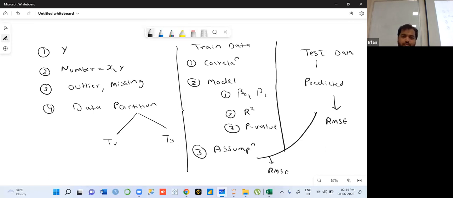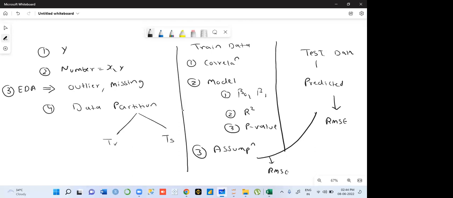Let's come under EDA. So point number 3 is called EDA, exploratory data analysis. Guys, clear? Anisha, Ragini, Kiran. Yes, sir.